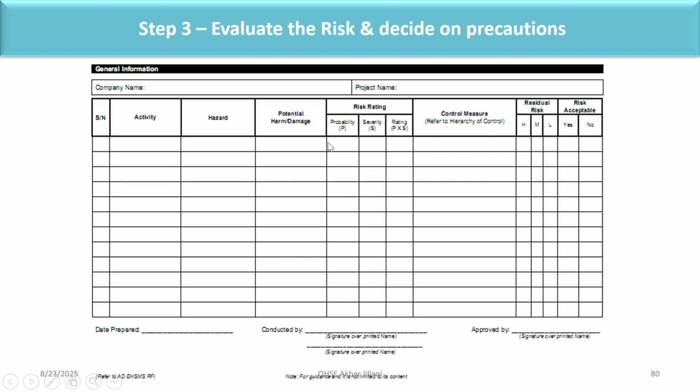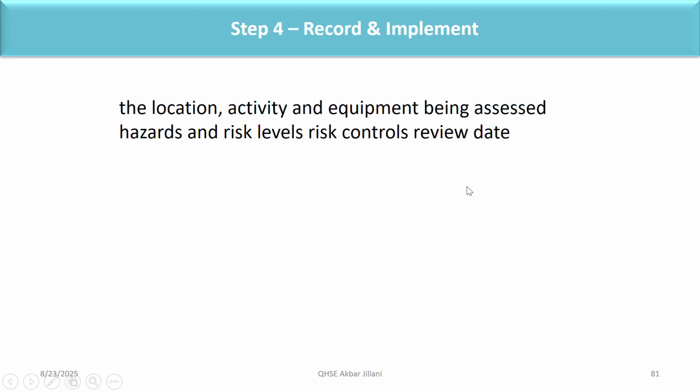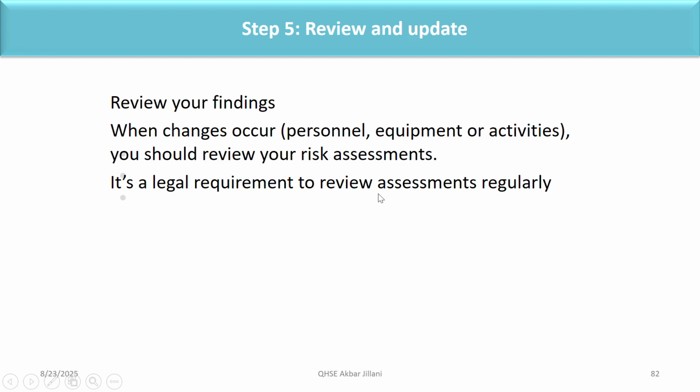Now this is a sample: the activity, hazard, then damage, then probability rating, severity rating, risk rating, then control measure, then HML or something, then yes or no. So this is a simple format for this. The location, activity and equipment being assessed, hazard and risk level, risk control, review date.